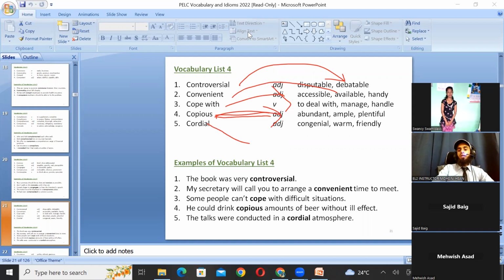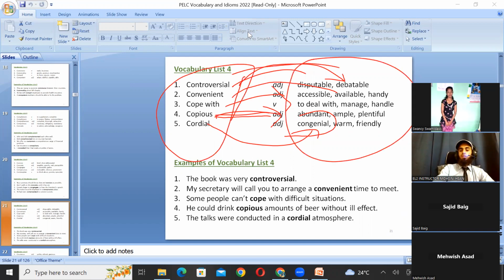Okay, cordial. Cordial means warm, friendly. And another word is congenial. He is a very cordial person to me. He is a very friendly person to me. And controversial, I sometimes like to have controversial topics with my friends, debatable topics, right? So these are the vocabulary list. You must remember this. Controversial means debatable, convenient means available, cope with means to deal with, to handle, copious means huge amount, full amount, and cordial means friendly.